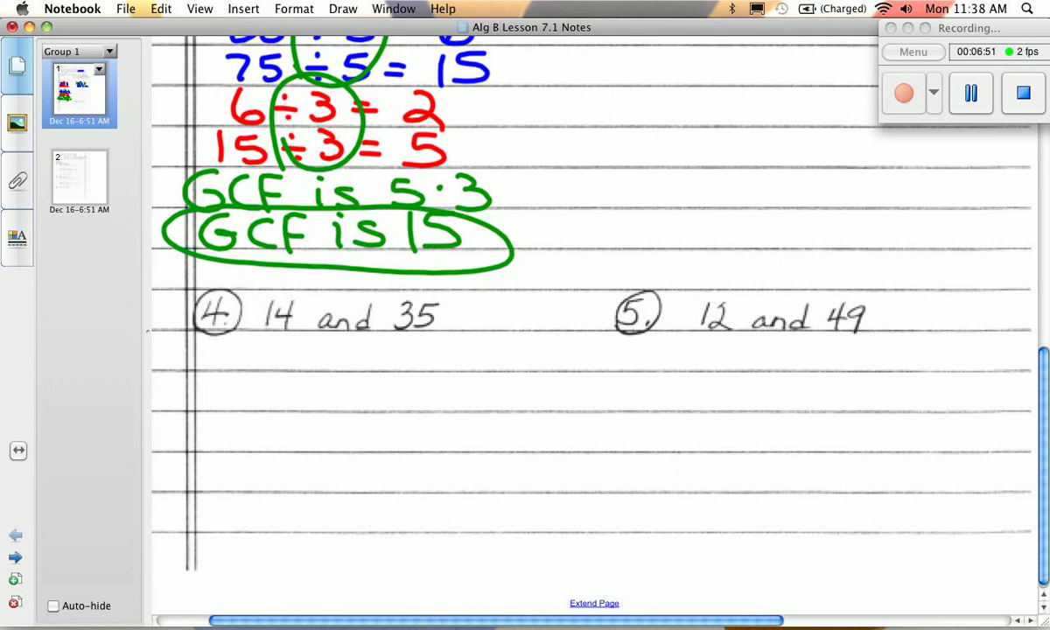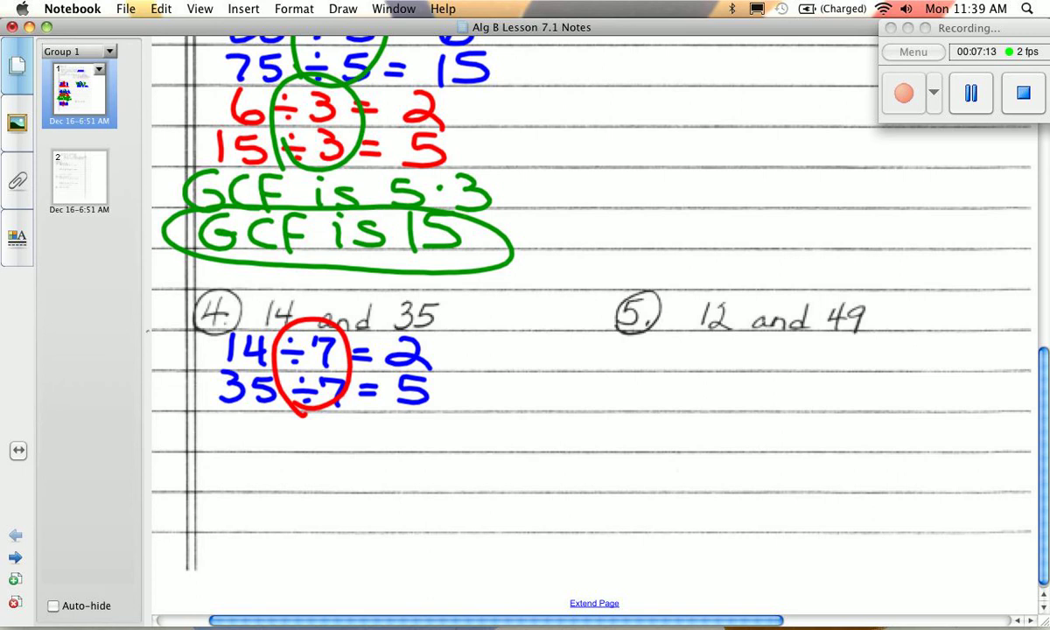How about 14 and 35? 7. They're both divisible by 7. Okay, so 14 divided by 7 is 2, and 35 divided by 7 is 5. So we divided by 7. Our results are 2 and 5.